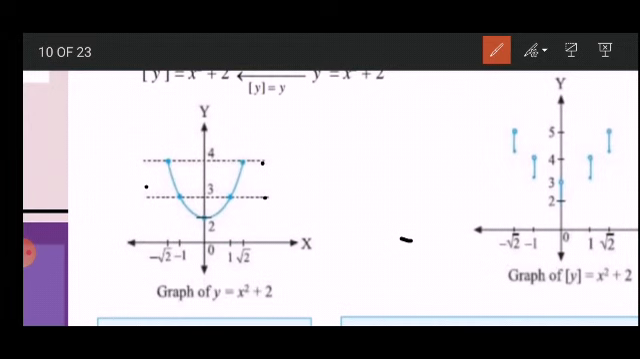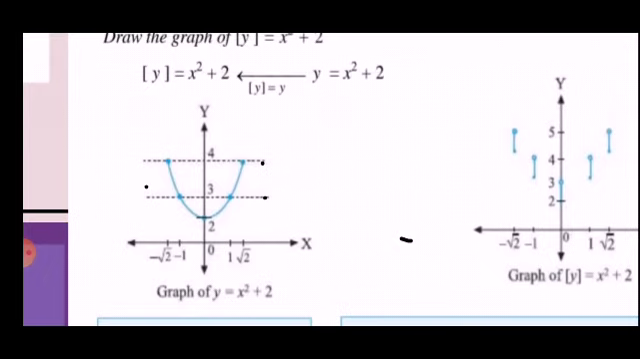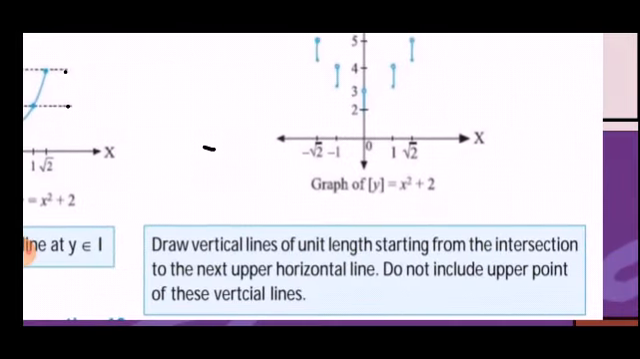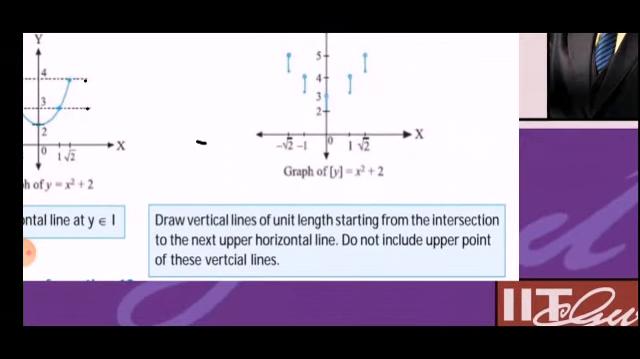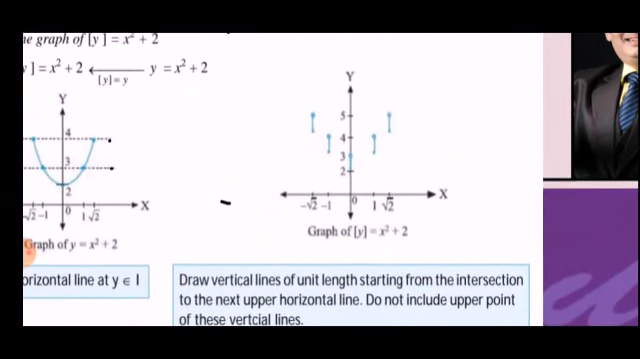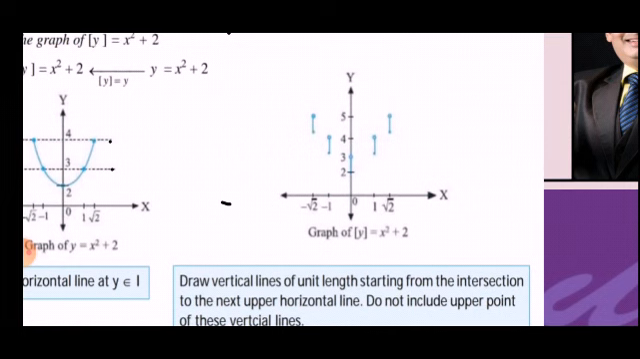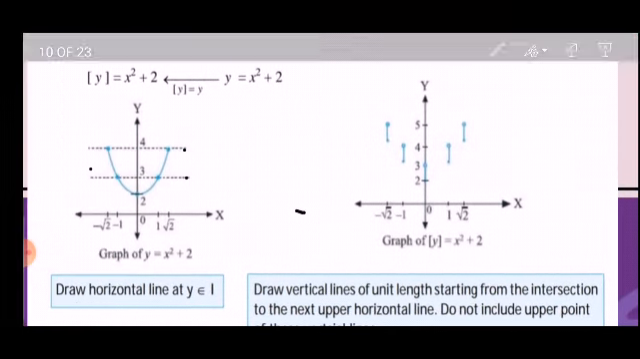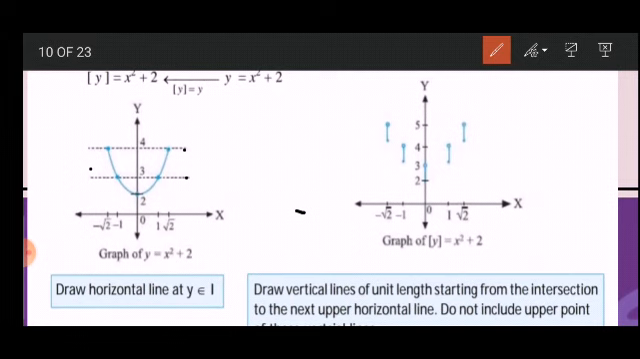And from 2 to 3, you have to lift the candles over there rightwards. You have to draw the vertical lines of unit lengths starting from the intersection of the next upper horizontal lines. Next upper horizontal line means, if you see here, between 2 to 3, at x equal to 0, it is intersecting at 2. So you have to draw the graph like this here. This is the corresponding graph 2 to 3 you have to mark. And at x equal to 1, it attains value 3. From 3 to 4, once again you have to mark like this way. At root 2, here you have to mark like this way.